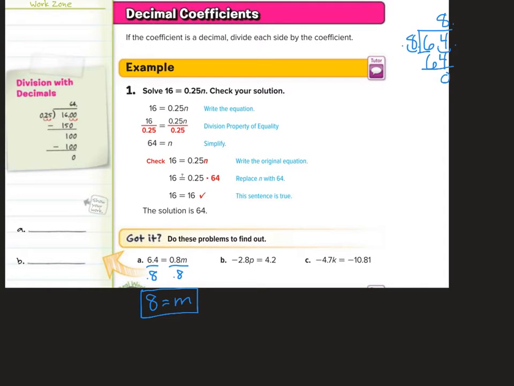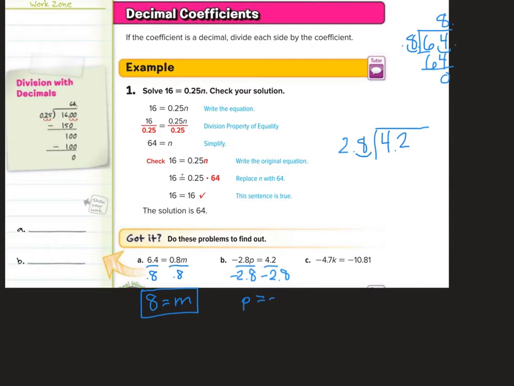Moving on to B, negative 2 8/10 p equals 4 2/10. We have to divide each side by the decimal, negative 2 8/10. Negative 2 8/10 p divided by negative 2 8/10 is just p. And 4 2/10 divided by negative 2 8/10. I'm going to do some long division on the side, but my answer will be negative. So 4 2/10 divided by 2 8/10. 4 2/10 goes in the house, and 2 8/10 goes on the outside.